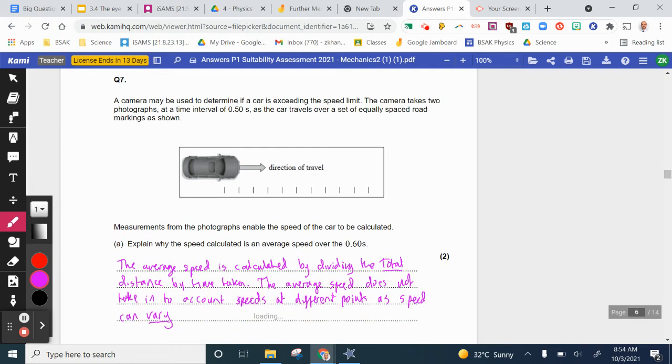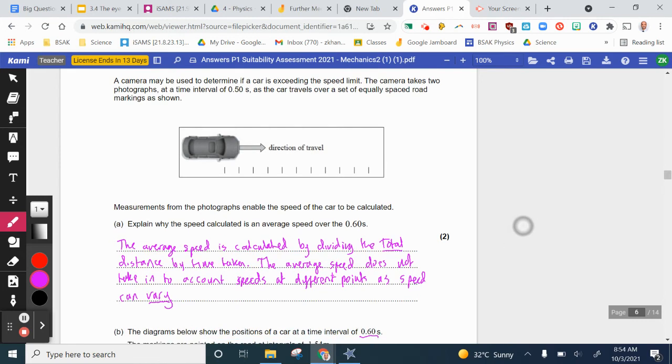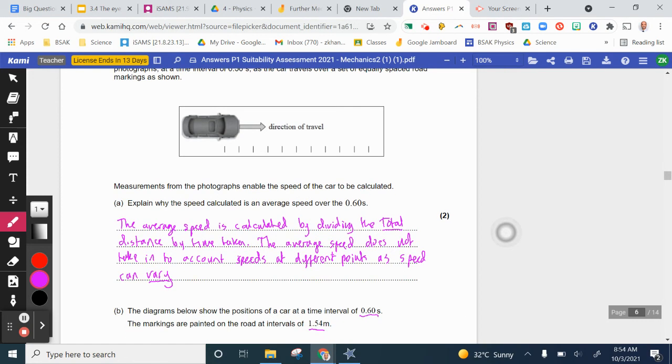Question 7, we have a car going through a speed camera. The markings on the road will help the speed camera determine whether the car is exceeding the speed limit. So what we have here is that each photograph that the camera takes is over a period of 0.6 seconds. So it says explain why the speed calculated is an average speed. One thing that comes to mind straight away is the speed can continuously be changing, so varying. That should be in your answer.